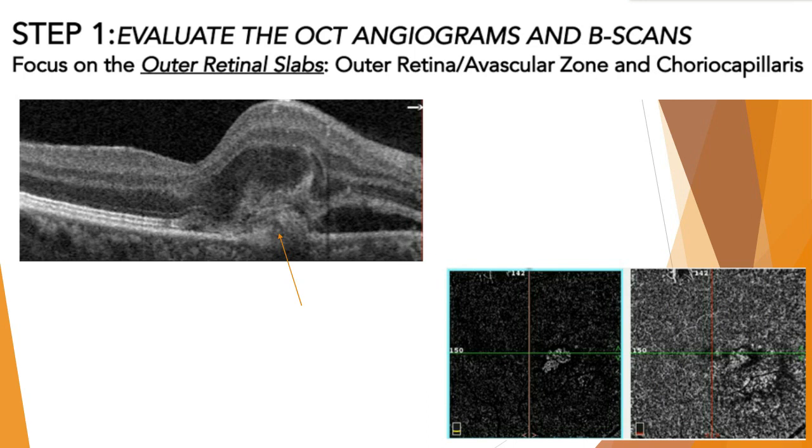So on the bottom right, you can see that there are two hyperreflective areas, one in each angiogram, correlating with that CNV. That hyperreflective lacy neovascular frond is actually the network. That's how they're visualized on the angiogram. After this step, let me just mention this first.